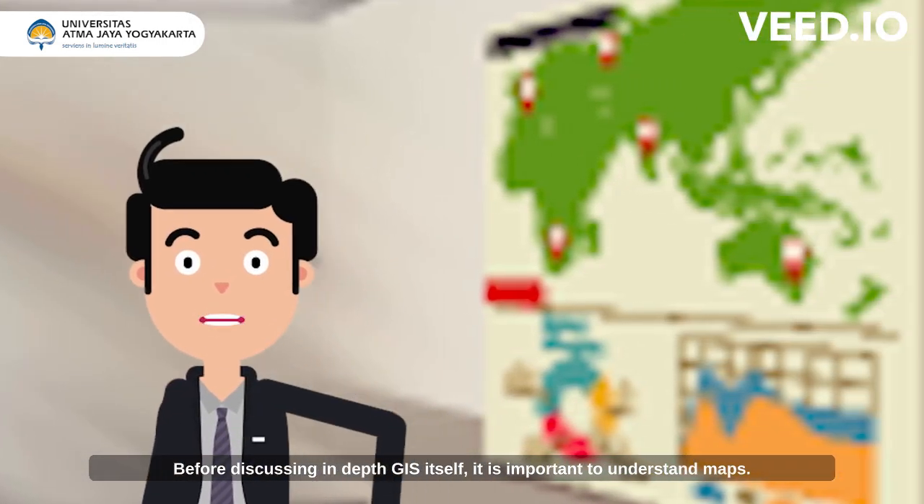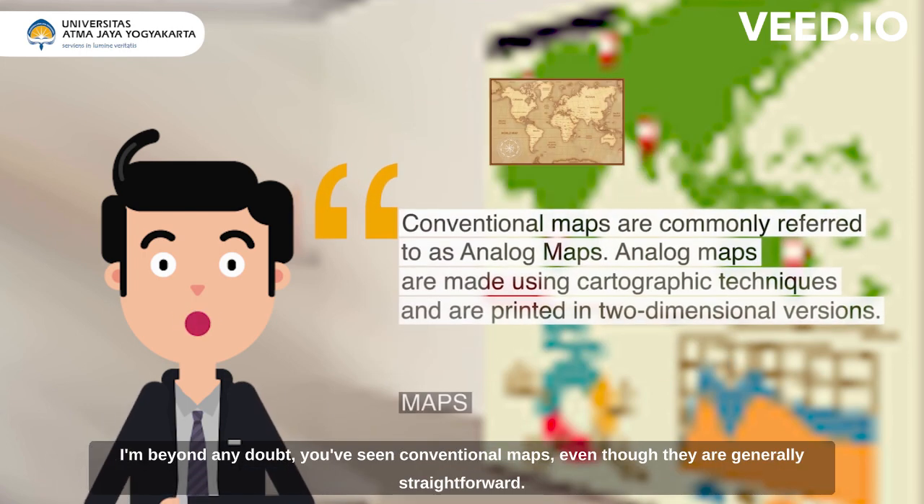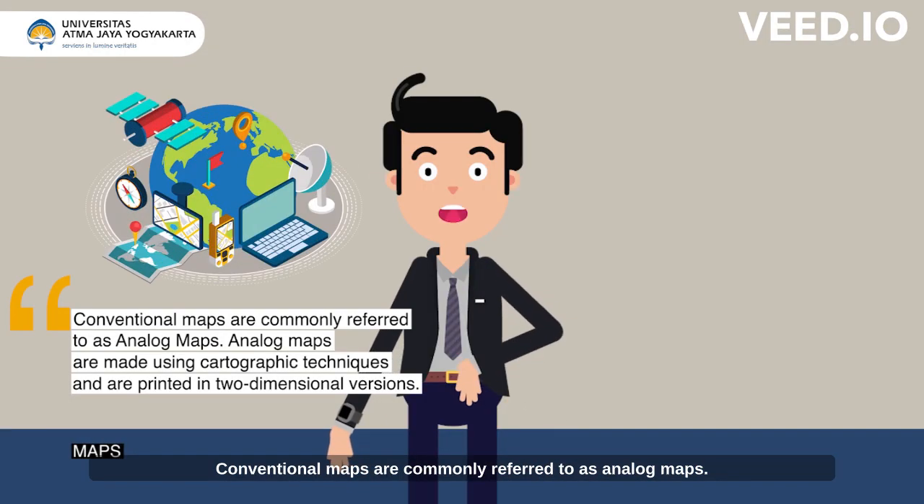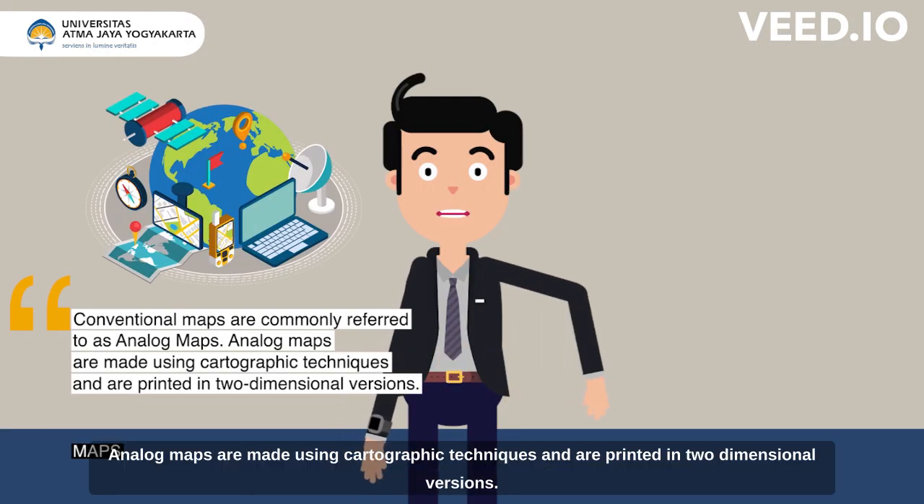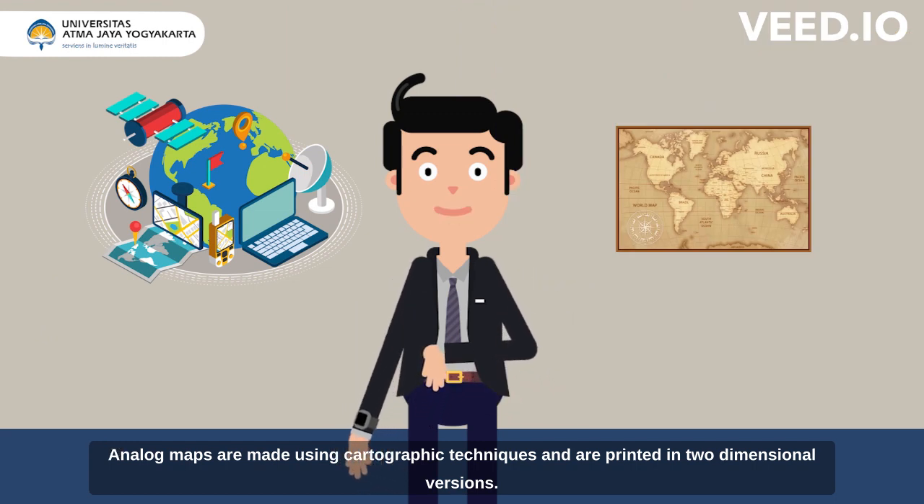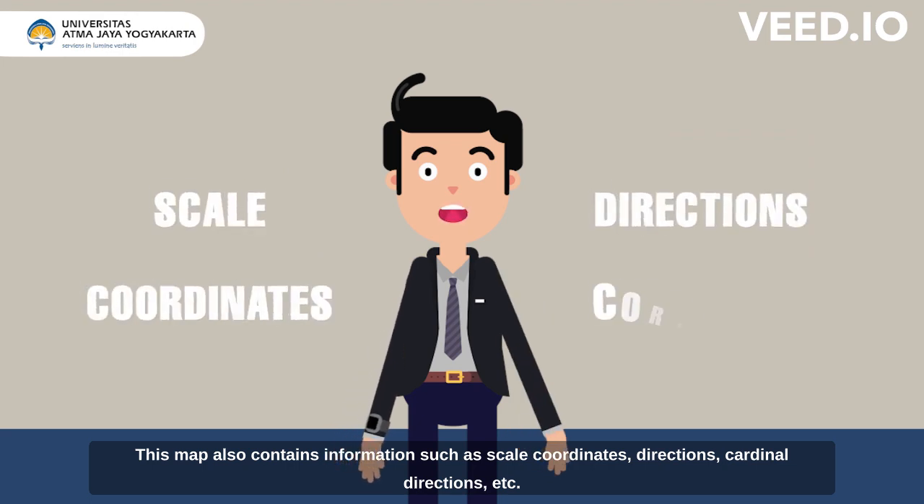Before discussing GIS itself in depth, it is important to understand maps. I'm sure you've seen conventional maps, even though they are generally straightforward. Conventional maps are commonly referred to as analog maps. Analog maps are made using cartographic techniques and are printed in two-dimensional versions. This map also contains information such as scale, coordinates, directions, cardinal directions, etc.